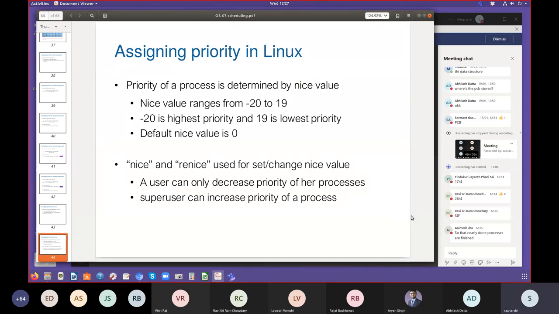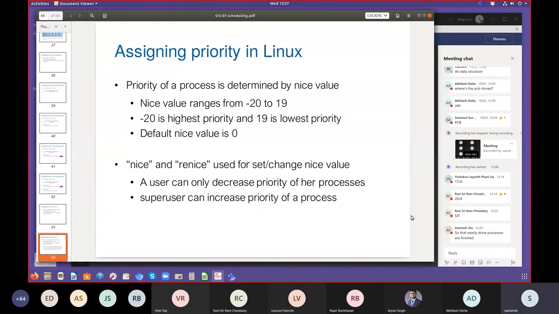Also, there are two commands which you can use for setting or changing the nice value, right? However, nothing to be very excited about, because the bad news is that the user can only decrease the priority of his or her processes. Otherwise, I think you understand what will happen. Everyone will say my process has the highest priority. So here a user can only decrease the priority of his or her processes. Only the super user can increase the priority of a process. Okay.